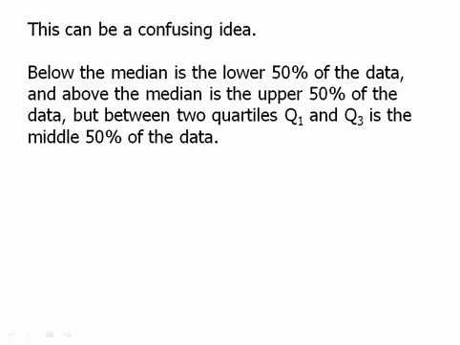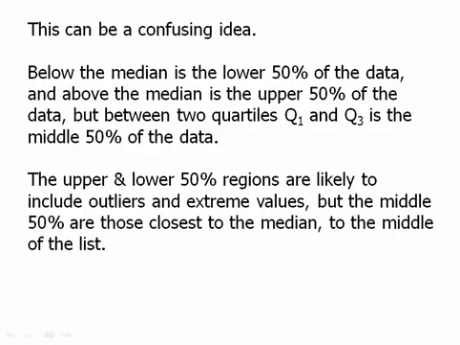This can be a confusing idea, so let's take this very slowly. Below the median is the lower 50% of the data, and above the median is the upper 50% of the data, but between the 2 quartiles is the middle 50% of the data. The upper and lower 50% regions are likely to include outliers and extreme values. The lower 50% goes all the way down to the minimum. The upper 50% goes all the way up to the maximum.